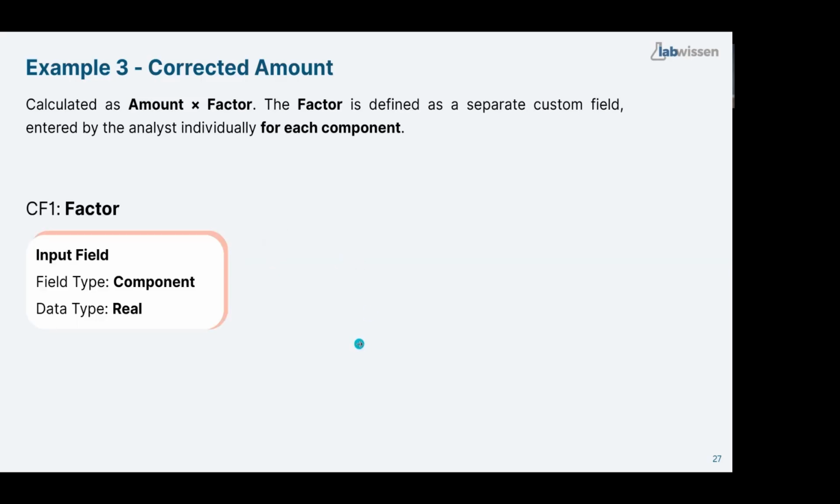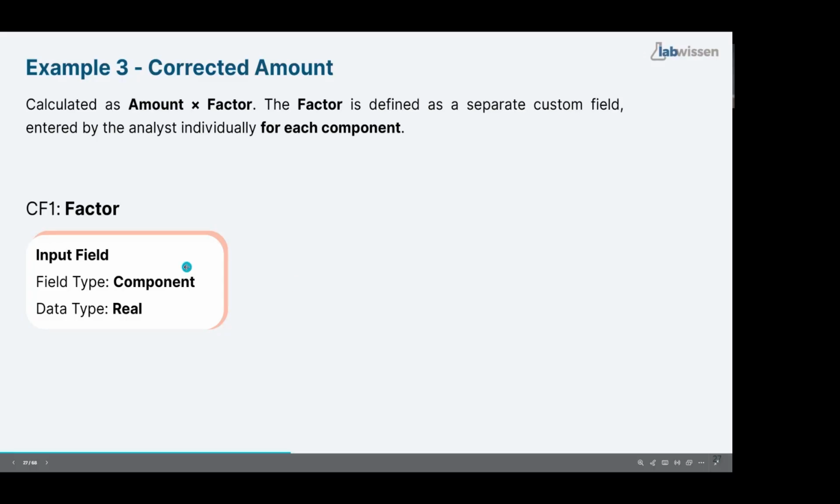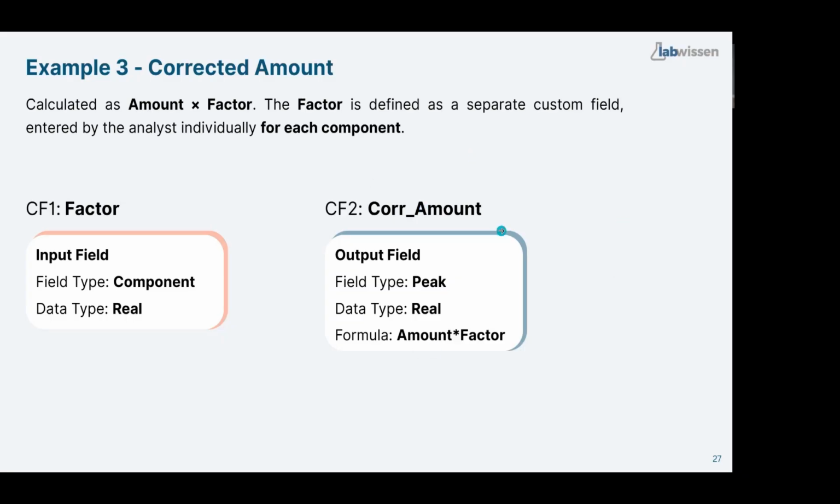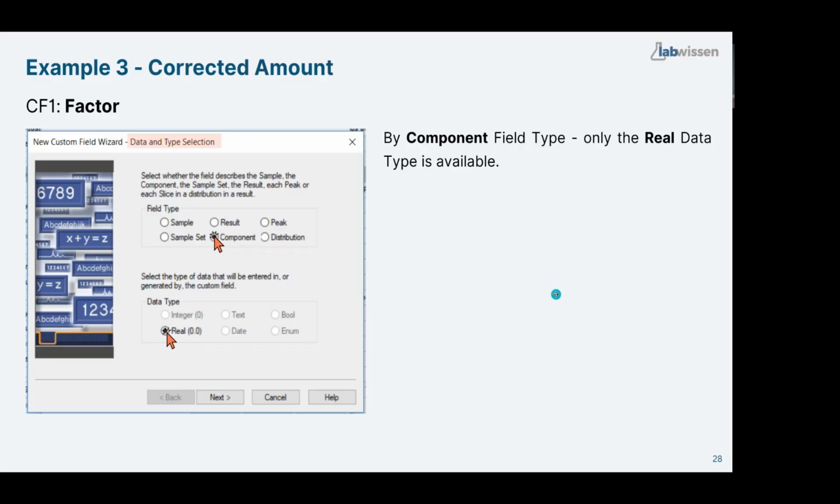So custom field 1 is factor. We want to have an input field where we enter our factor, and it will be component and data type real. And the second one, to calculate the corrected amount itself, is an output field with field type peak and data type real. The formula that we are going to use will be amount multiplied by factor. When we create the first one, the factor, we select component, and when we click on component, we won't be able to pick anything else, because component allows only the real data type.